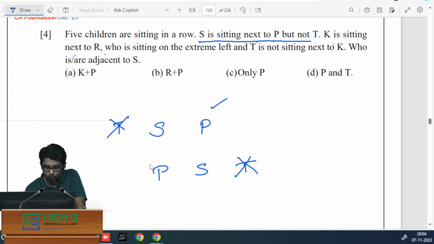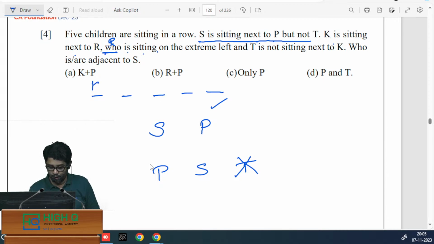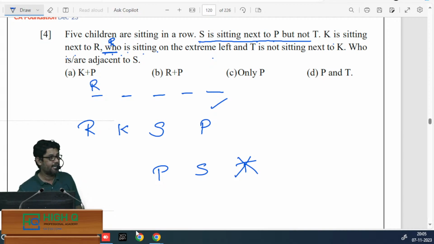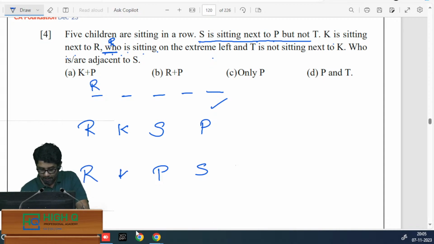K is sitting next to R. We are talking about whom? R. R is sitting on the extreme left. Okay. Fine. So total 5 people, 1, 2, 3, 4, 5. R should be extreme left. Am I right, my dear? It is given, K is sitting next to R. Who is sitting extreme left? That means R is sitting extreme left. K is sitting next to R. Do you all agree, my dear? Is that clear, all of you? Say yes or no. Same way here also. R is here. K should be here. Is that right?